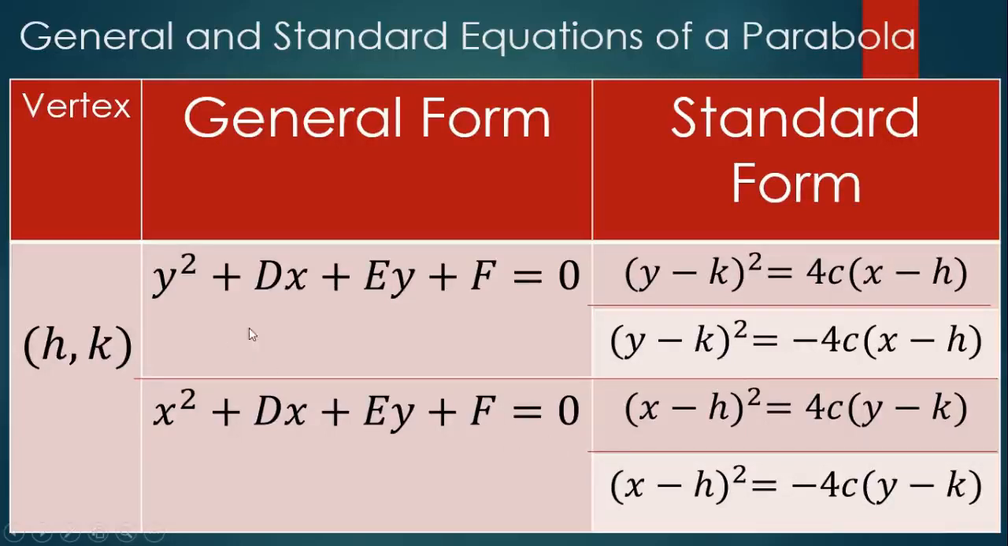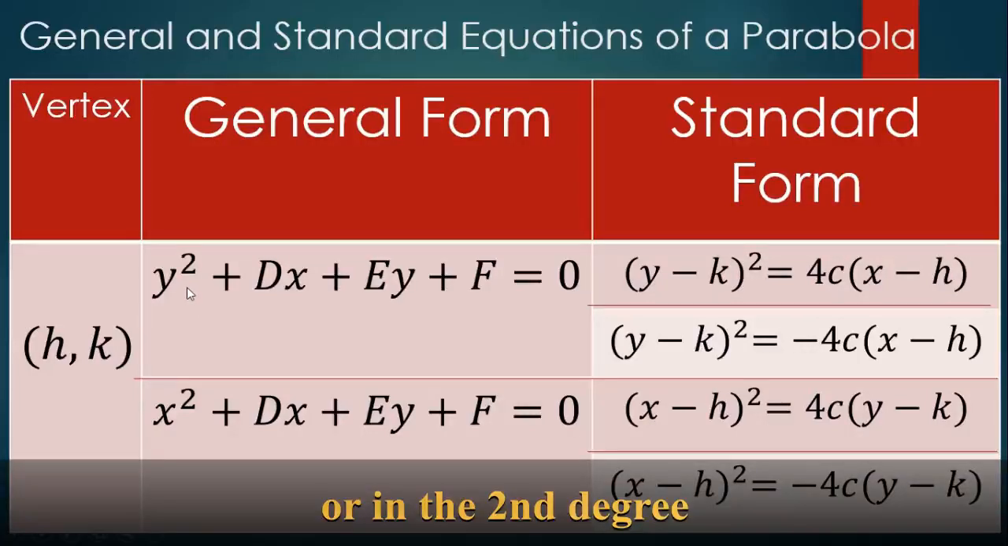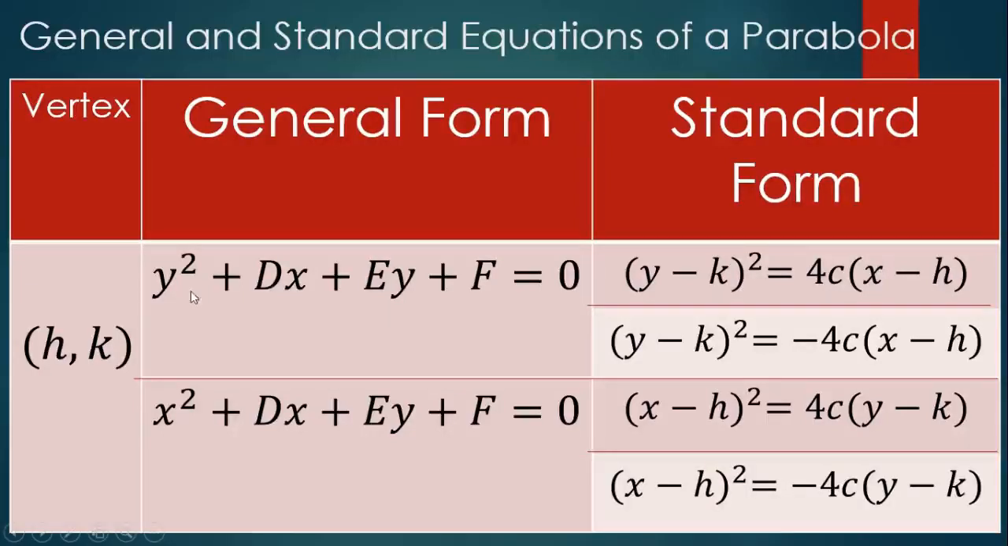As you can see, on the general form, y squared plus dx plus ey plus f equals 0, the y term is quadratic, in the second degree, while the x term is first degree. Okay? So, ibig sabihin, ang ating i-complete into square ay yung y variable. While on the second general equation, we have x on the second degree while y is on the first degree. Therefore, ang i-complete natin to square ay yung x variable. Okay? Are you now ready in converting the general equation to standard?